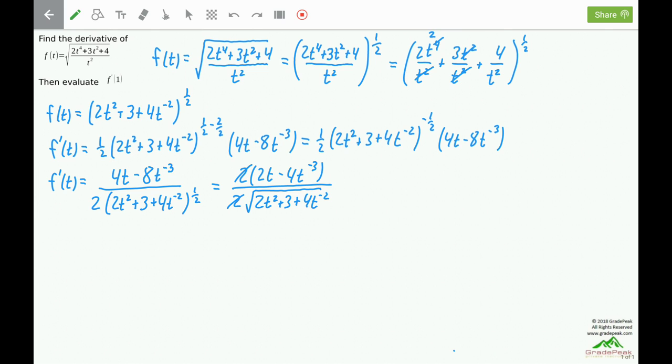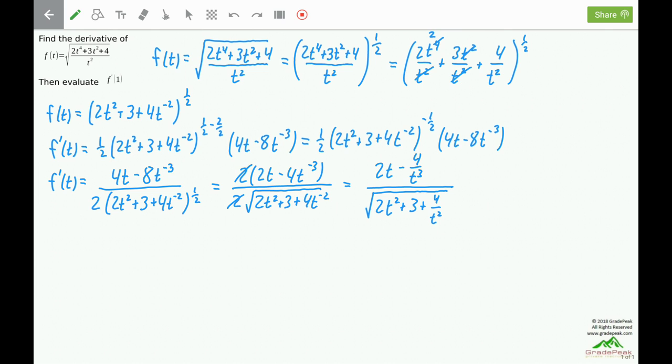The 2's can cancel. One more step, I'm going to write those negative exponents in the denominators of their respective terms. So I will have a 2t minus 4 over t cubed, all over the square root of 2t squared plus 3 plus 4 over t squared. So there's our derivative f prime of t.